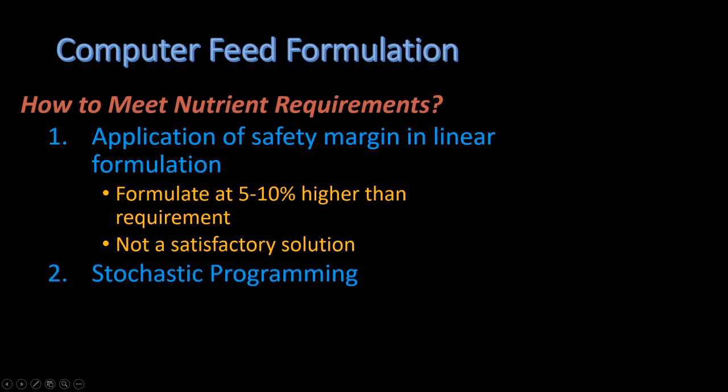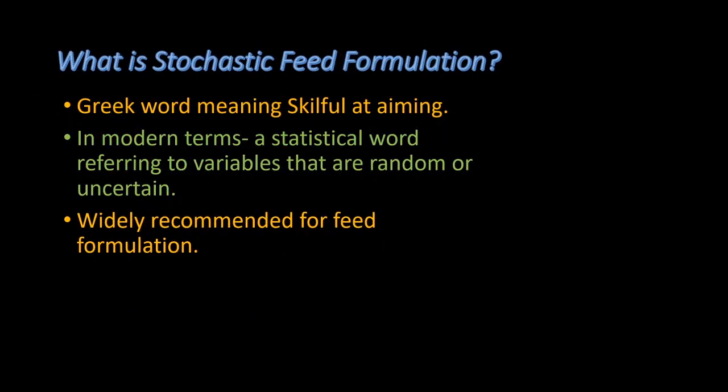The second, we can go for stochastic programming. So, what is stochastic feed formulation? The word stochastic is a Greek word meaning skillful at aiming. In modern terms, stochastic has become a statistical word referring to variables that are random or uncertain. So it's a widely recommended type of programming for feed formulation softwares.